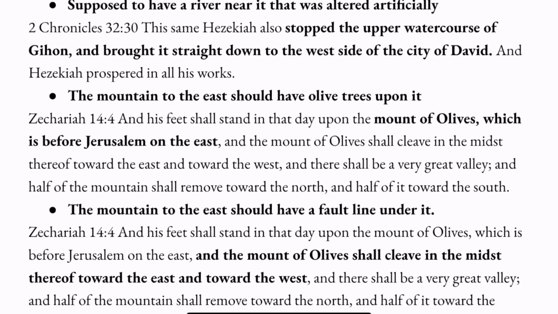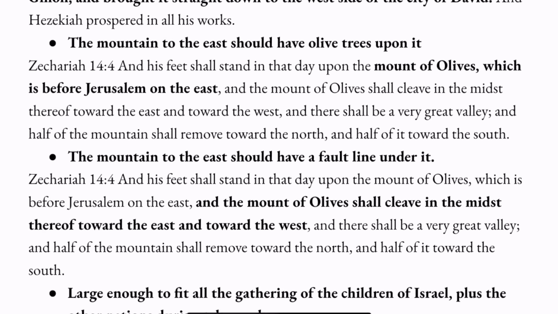Now, the next thing that we must understand is that the mountain to the east should have olive trees on it. Why is that? Because the mountain to the east is called the Mount of Olives. Zechariah 14:4. And his feet shall stand in that day upon the Mount of Olives, which is before Jerusalem on the east. Okay? So scripture gets very specific with Jerusalem, and we have to take all these details and put them together.